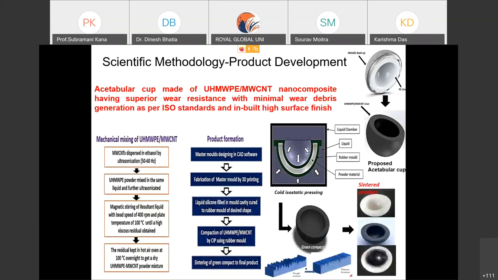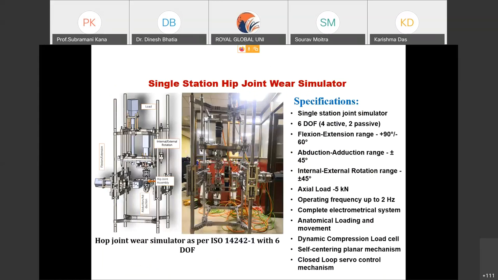And the acetabular cup we are working on for the total hip replacement, and for the starting items, molds and so on, we have used it. This is mainly using the 3D printing technique, and we are going to use this as an implant for a total hip replacement. This is an acetabular cup as per the required size. If that is the case, we need to test it as per in vivo condition.